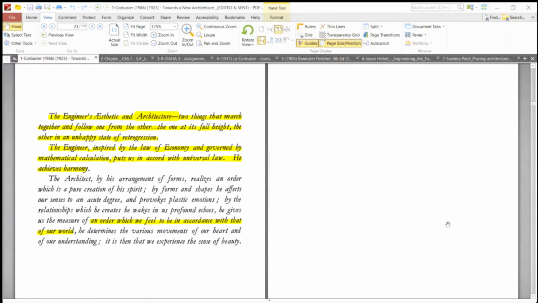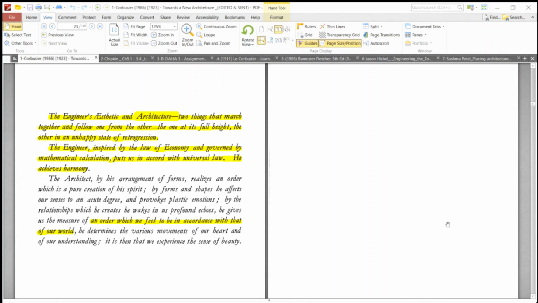Now, Corbusier writes in a very lyrical way, and he's kind of his own mythologist. He almost mythologizes. He hypes up. It's almost as if he considers himself a kind of poet of the age. So he doesn't write in a direct way. He writes in a very poetic kind of way.